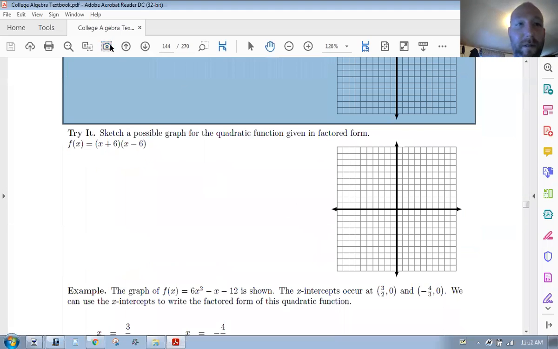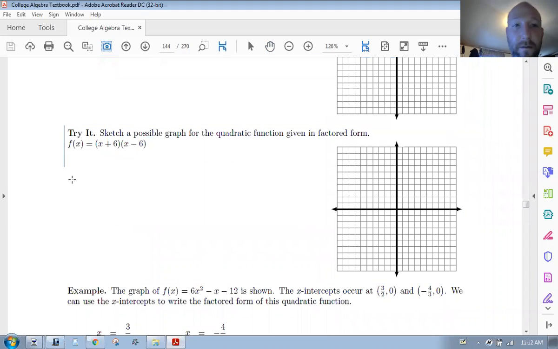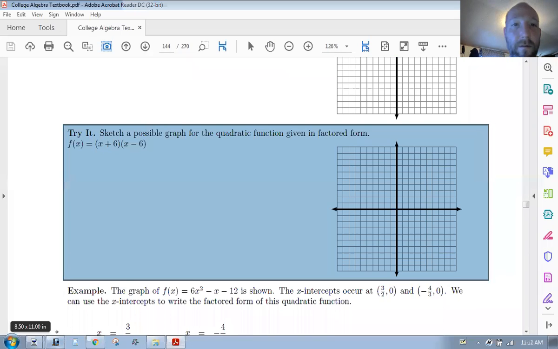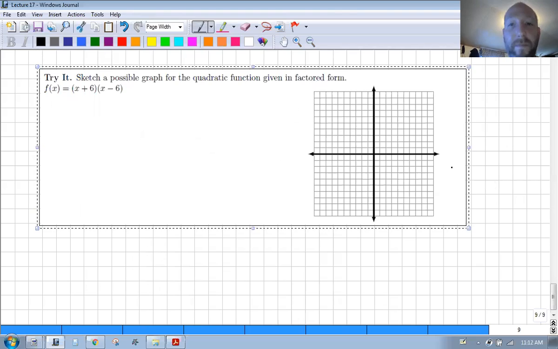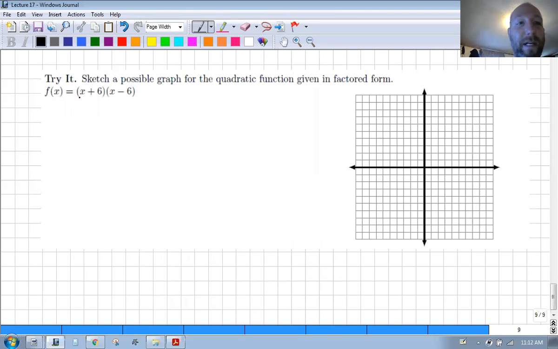So let's look at another example here. All right, well, if I put a -6 in, this becomes 0. So 1, 2, 3, 4, 5, 6. -6, 0. Or if I plug a +6 in, this becomes 0. So at 1, 2, 3, 4, 5, 6.